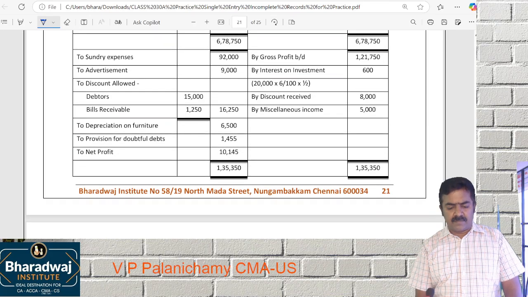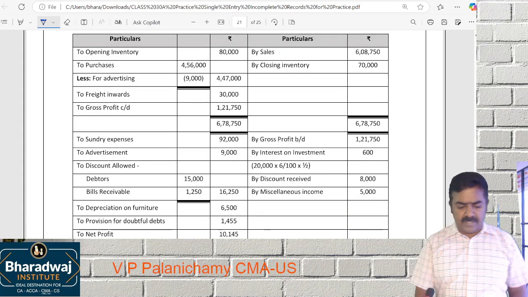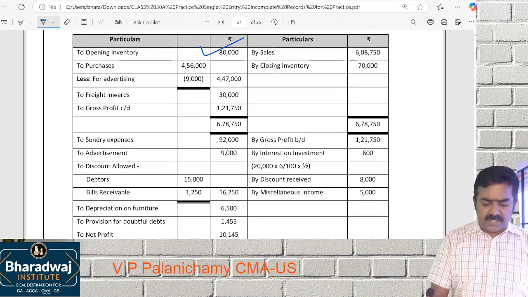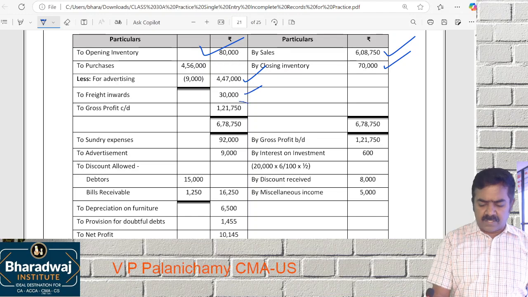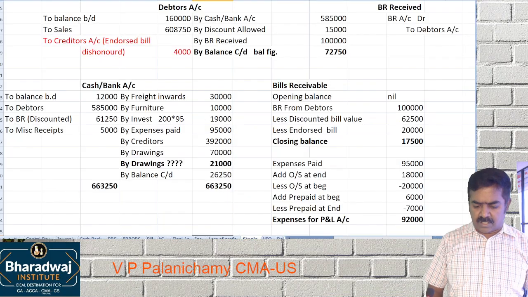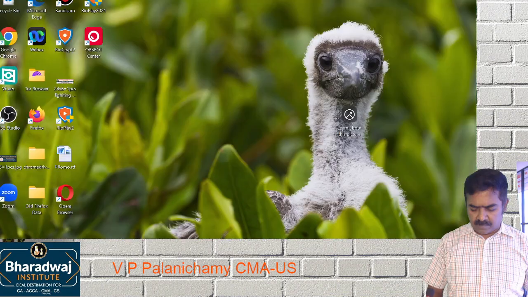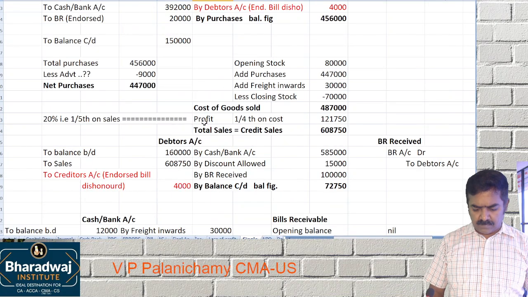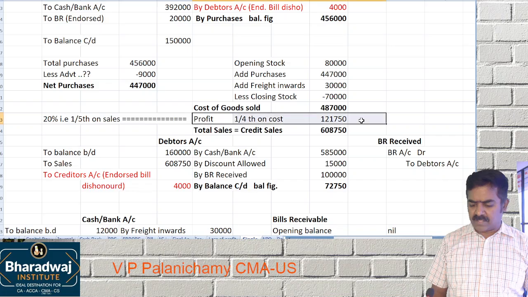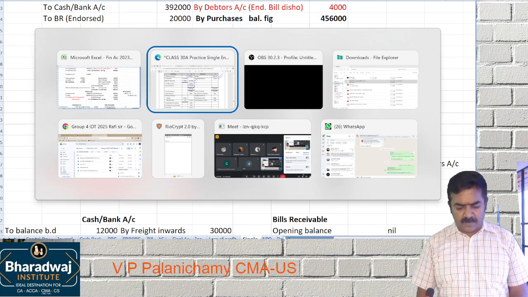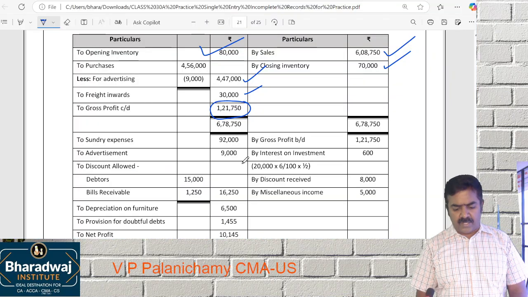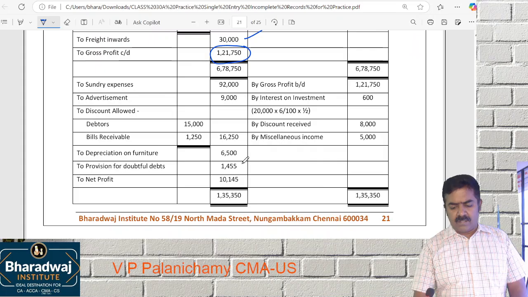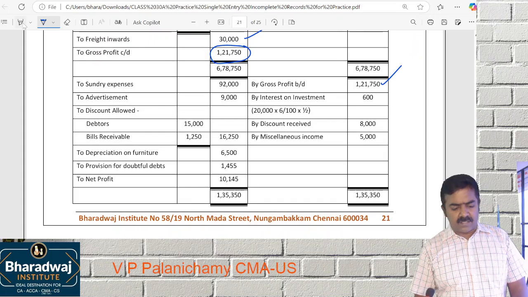What is the opening stock? We worked out 80,000. Purchases minus returns 4,47,000. Sales we worked out. Closing stock work out பண்ணிருக்கோம். Freight inwards. This is a gross profit we added also. Look at the gross profit, how much we added. What is the gross profit that got added? The 121,750 gross profit. அதான் அங்க gross profit இருக்கும். 121,750. Then bring the gross profit, then interest on investment.